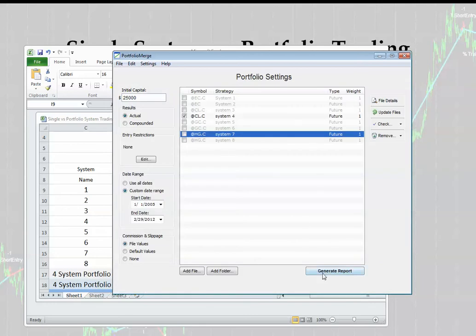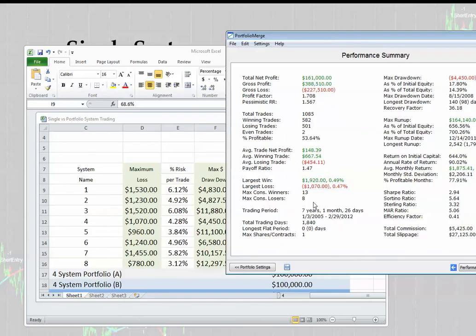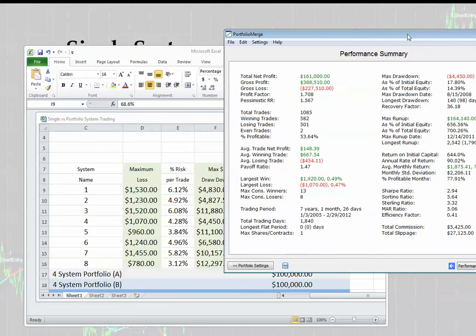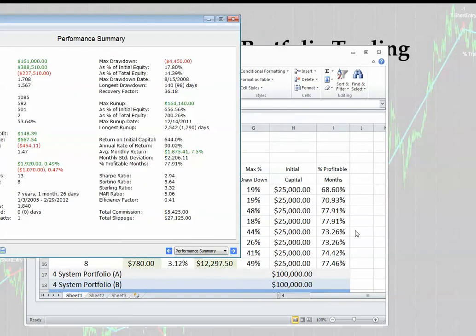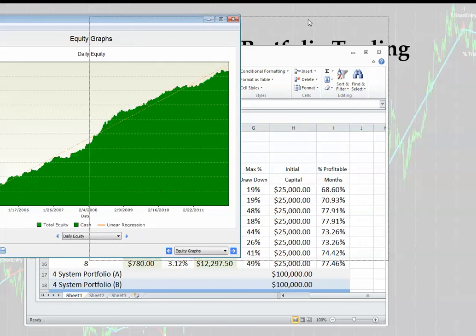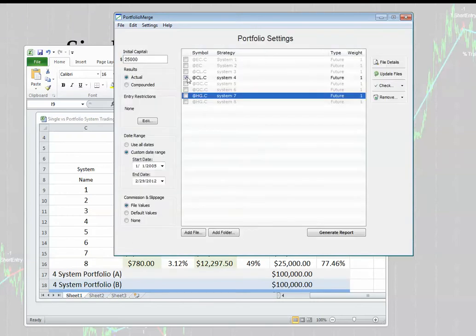This is system 4, still $25,000 allocated for this system. See, our max loss is $1,070 here. Max drawdown on this one is $4,450. That's not too bad. And let's take a look at the percentage of profitable months. It's 77.91. So this is the same as the last one, but they are different systems. Here's the equity curve again. This is system 4.